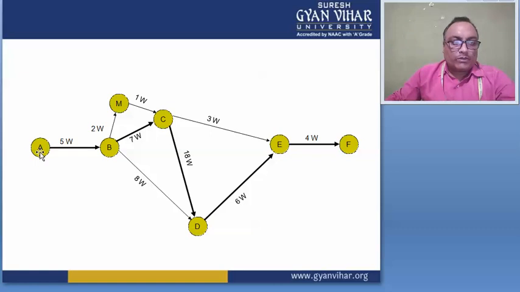The next path is A, B, C, E, F. This is one more path. What is the time for this path? 5 plus 7 plus 3, that is 7 plus 3 is 10, 10 plus 5 is 15, plus 4 is 14. This is the minimum time to complete the task.